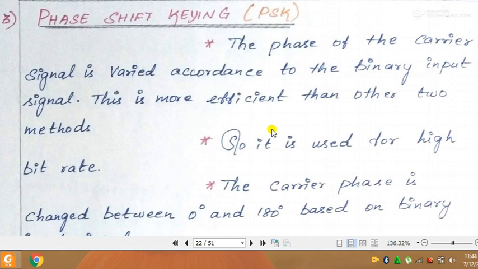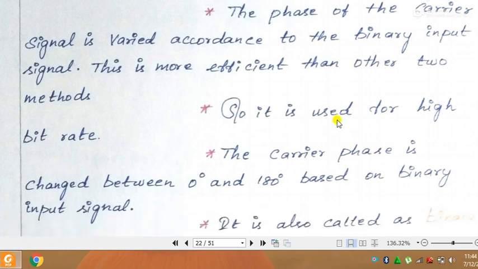Next, the definition of PSK. The phase of the carrier signal is varied in accordance with the binary input signal. So, it is used for high bit rate. The number of bits transmitted per second is higher compared with ASK and FSK.